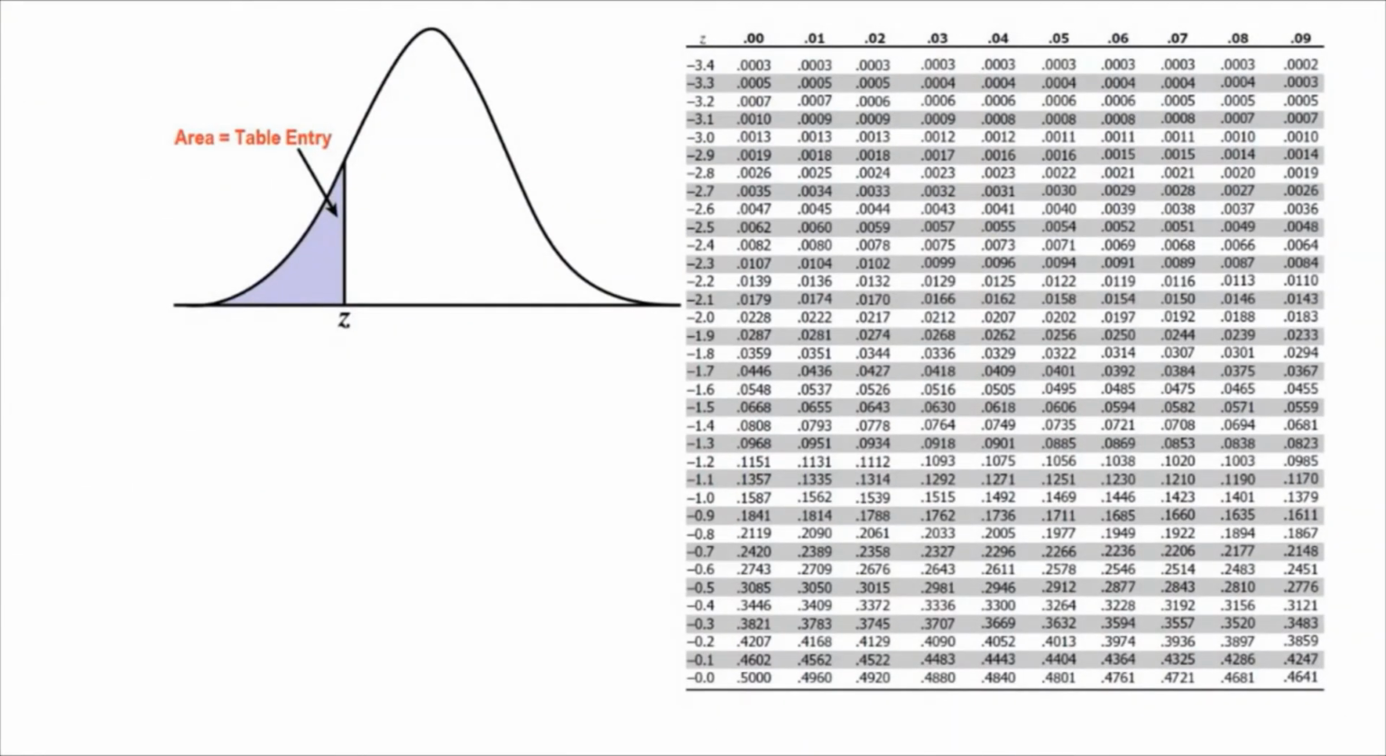Now look up negative 2.31 on the table. So for that, look at the row of negative 2.3, this one, and column of 0.01. So which is this one here? This number here is row of negative 2.3 and column of 0.01. So that gives us 0.0104.